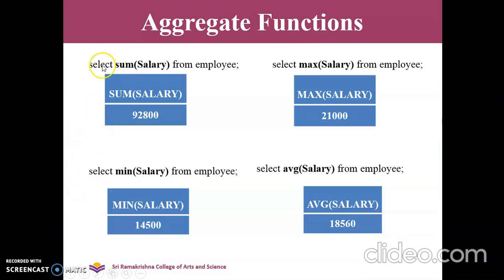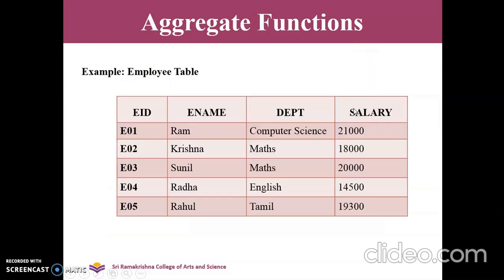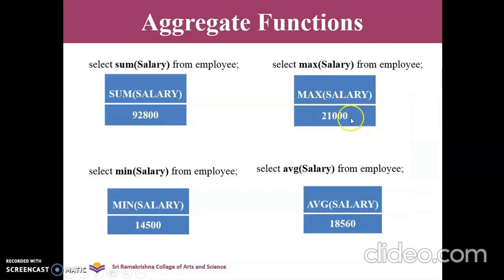This is the syntax: select sum of salary from employee. We have to give the aggregate function like this, and within the brackets we have to mention the field on which we are going to apply the aggregate function. So, for example, if we apply an aggregate function on the salary field, it will produce the total sum of that salary column. Like that, if we apply the max aggregate function on salary, it will display the highest salary in that particular table. So here 21,000 is the highest salary, so it is displaying 21,000.